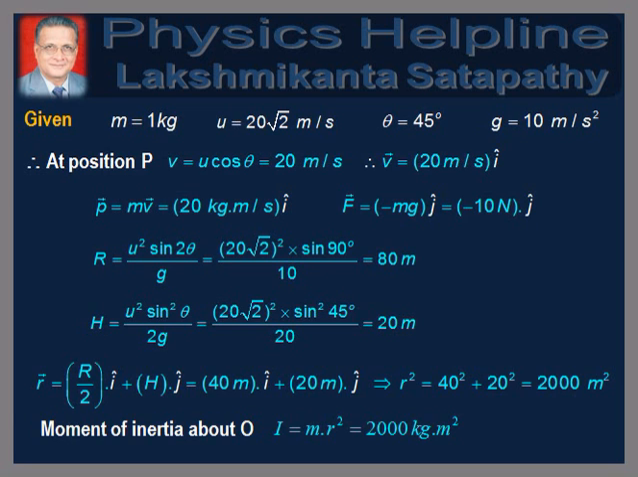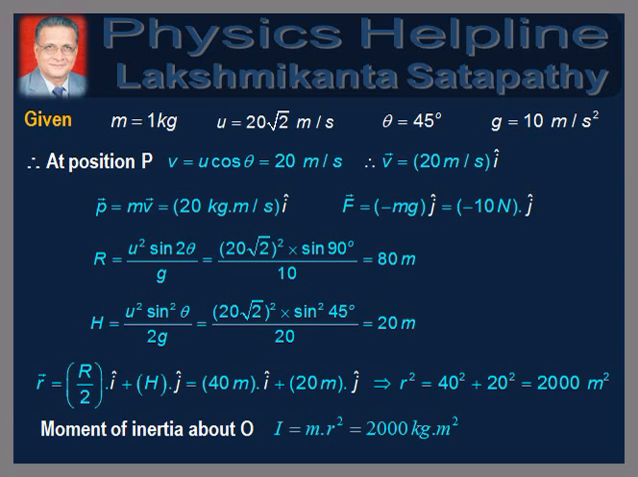Putting the values of R and h, we get r is equal to 40 meters into i cap plus 20 meters into j cap, which gives r square is equal to 40 square plus 20 square is equal to 2000 meters square.